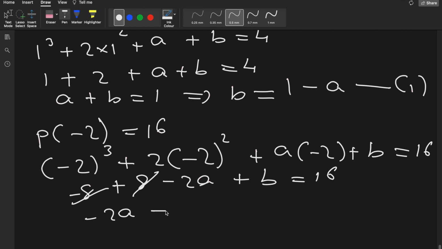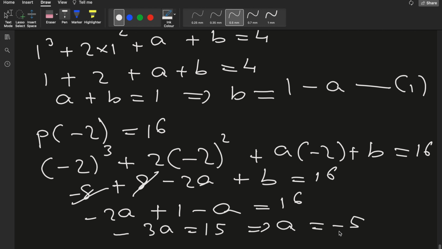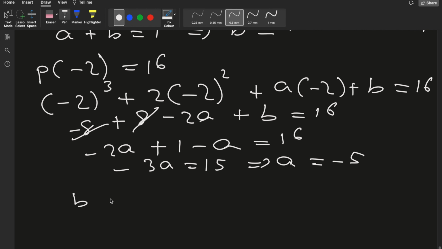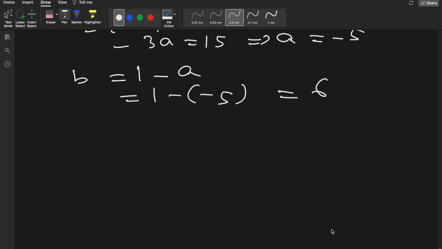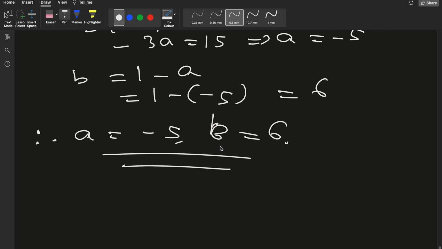Negative 2a plus 1 minus a, because of this, we get 16. So minus 3a equals 15, which implies that a equals negative 5, and b equals 1 minus a, so equals 1 minus of minus 5, that is 6. Therefore a equals minus 5 and b equals 6. So this is our final answer.